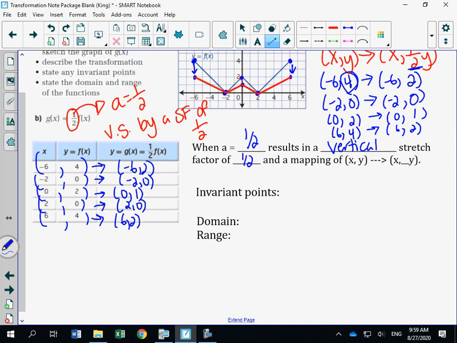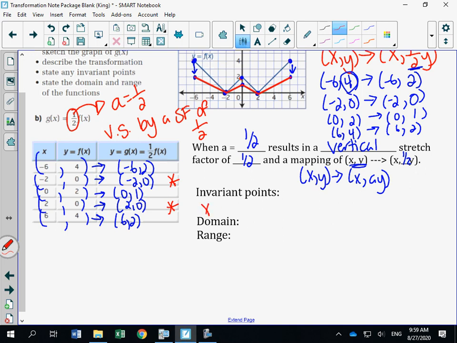So whatever the A value is, that's your stretch factor. The mapping is always x comma y to x comma A times y when we have a vertical stretch. So it would be x comma y to x comma 1/2 y. Okay, the invariant points, this is the same as the last example. So your invariant points are your x-intercepts, which are -2, 0, and 2, 0. So those are your invariant points.